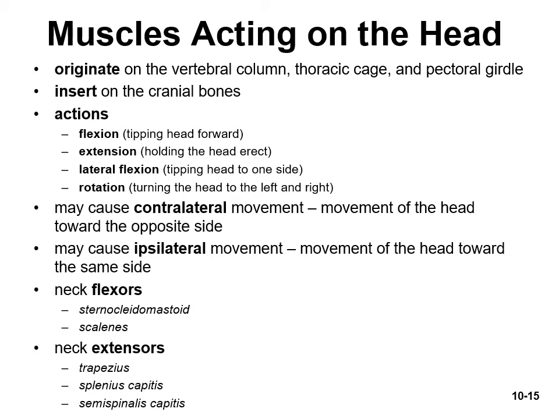Some muscles can cause contralateral movement, where the muscle's on the right side but causes movement of the head to the left. Some can cause ipsilateral movement, where muscles on the right side cause movement of the head to the right. Neck flexors include the sternocleidomastoid, which is a muscle that attaches to the sternum, the clavicle, and the mastoid process of the temporal bone.